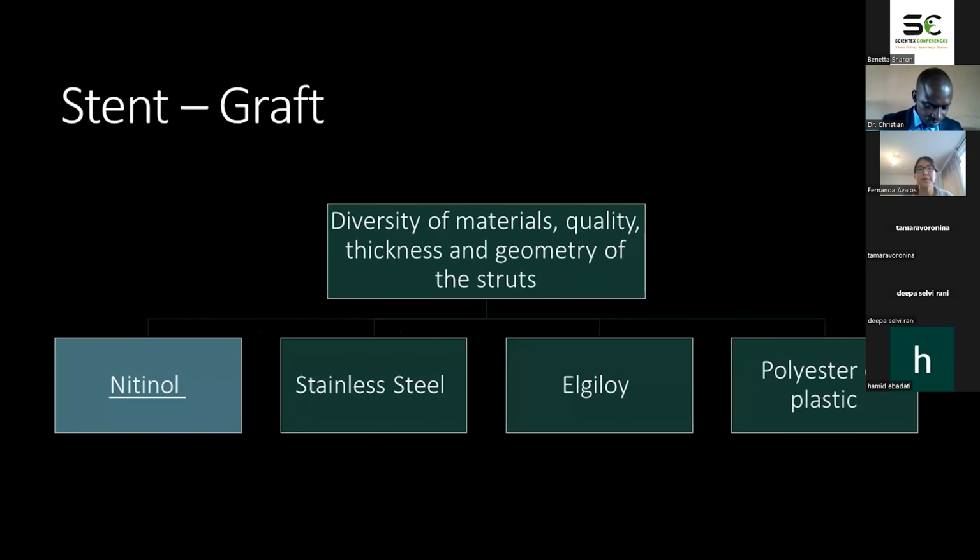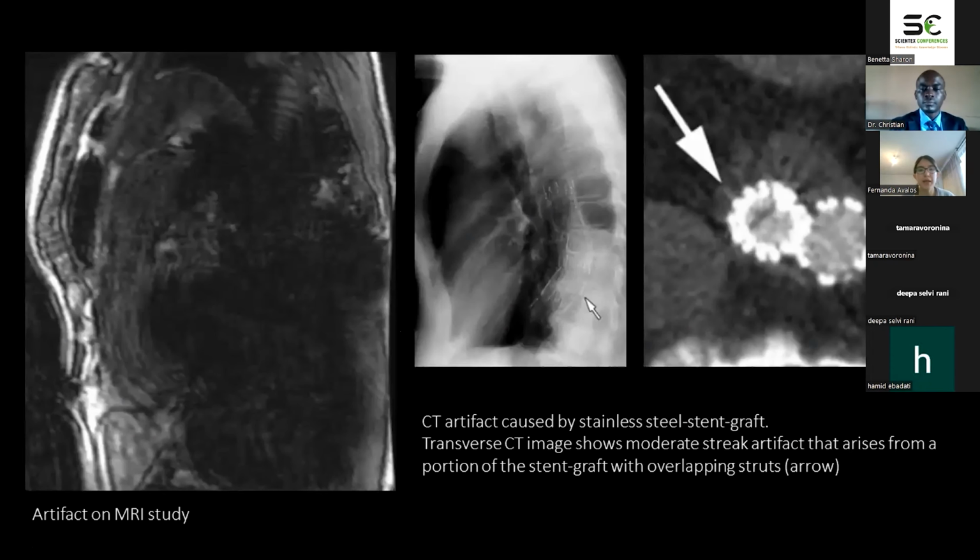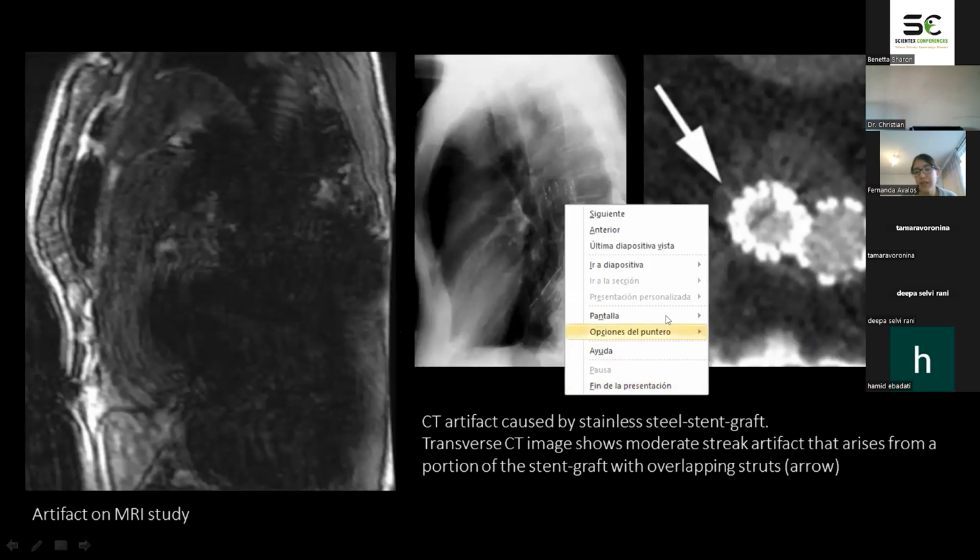We have a diversity of materials, and this depends on the quality, the thickness, and the geometry of the struts. So we have stainless steel, alloy, polyester, nitinol. We prefer nitinol because when we do imaging studies, we need to choose the best material so we don't have artifact. Here we have 3 types of imaging studies. In the middle, we have the abdominal X-ray and chest X-ray. Let me show this.